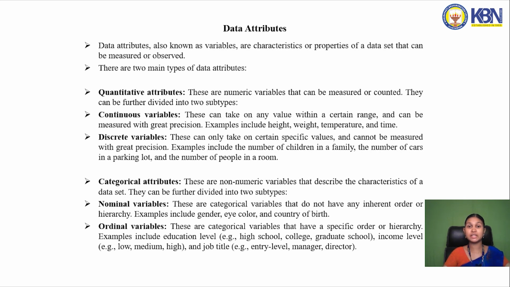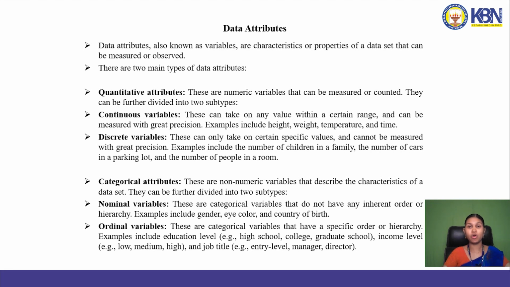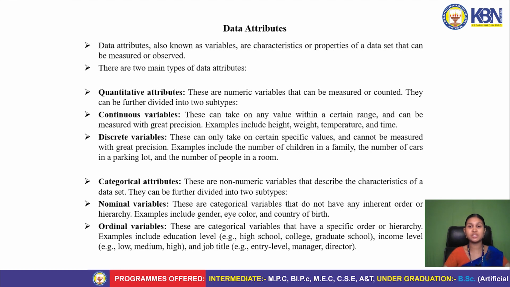One is the quantitative attribute. This is based only on numerical values, or you have to calculate these numerical values only. This also divides into two types: what is a continuous variable and what is a discrete variable? A continuous variable means it lies in a certain range, and you can measure it with great precision. Let us see examples: person height, person weight, person temperature, and time.